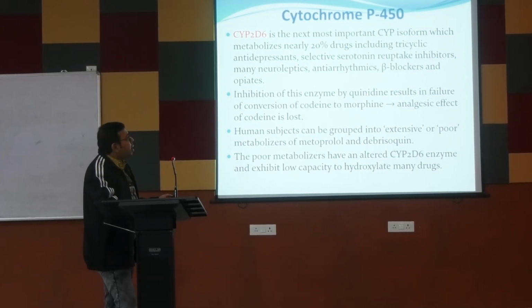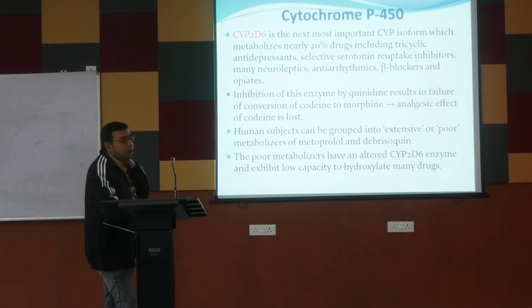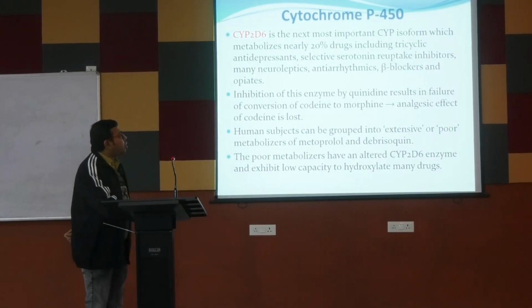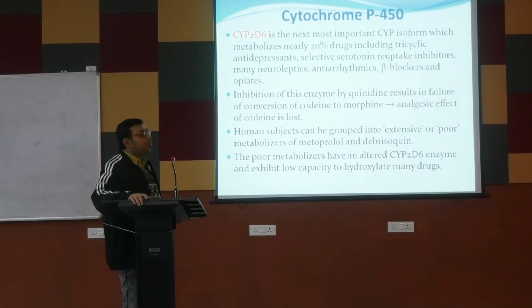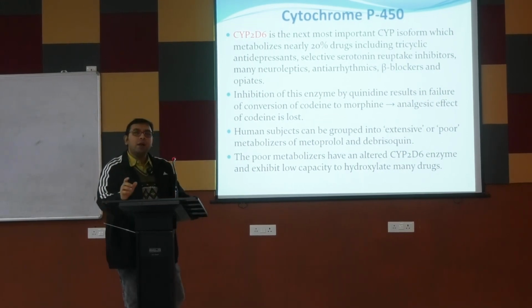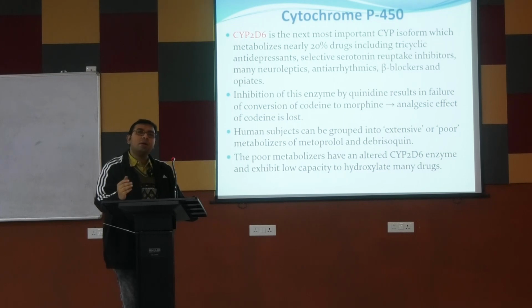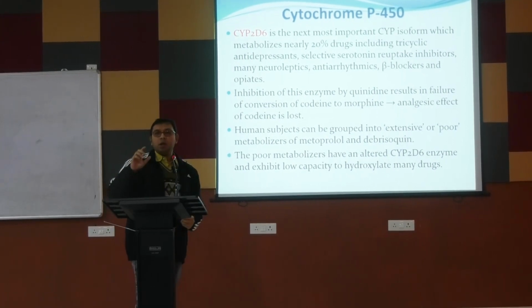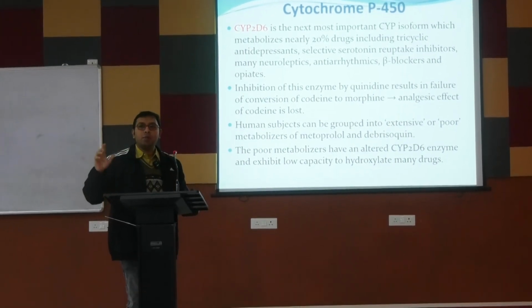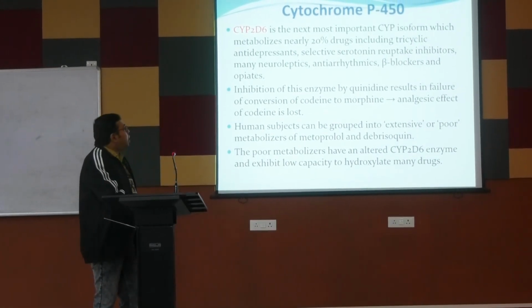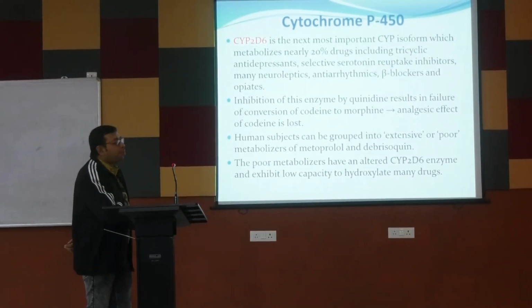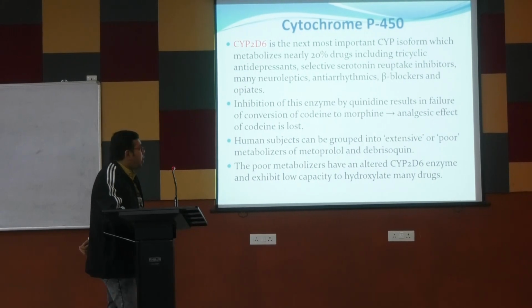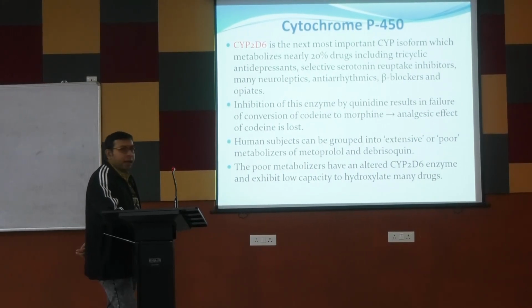Okay, so inhibition of this enzyme by quinidine. Quinidine is a drug that can inhibit this 2D6, resulting in failure of conversion of codeine to morphine. So codeine cannot be converted to morphine, so the analgesic effect of the codeine is lost. Codeine is used as a pain relieving substance in many cases, in many cancers also. This codeine is basically converted to morphine. So morphine is the active part. So morphine conversion cannot occur when this quinidine is given. This quinidine blocks the cytochrome 2D6 and ultimately this conversion does not happen. So the analgesic effect does not occur. So this is an example.